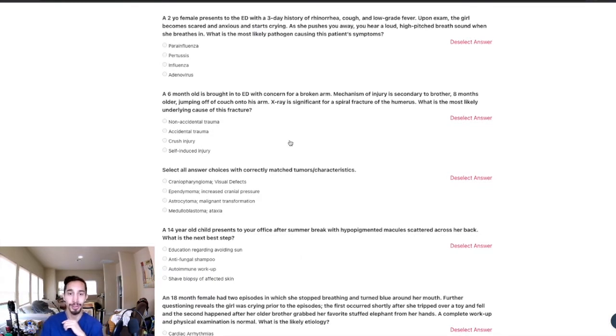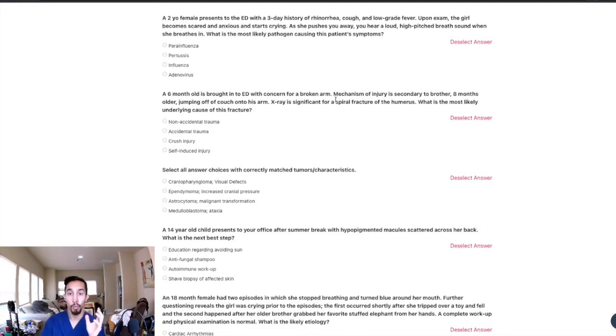Otherwise, let's get started. So, we have a 2-year-old female presenting to the ED with a 3-day history of rhinorrhea, cough, and low-grade fever. Upon exam, she becomes scared and anxious and starts crying, and as she pushes you away, you hear a high-pitched breath sound. What is the most likely pathogen causing this patient's symptoms?